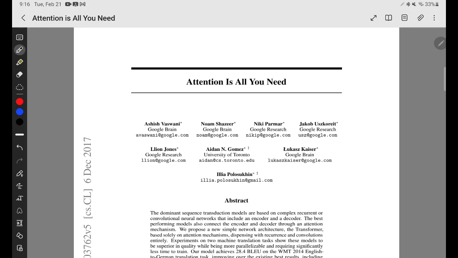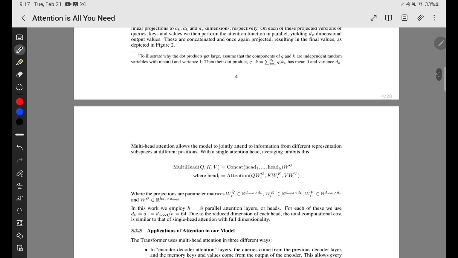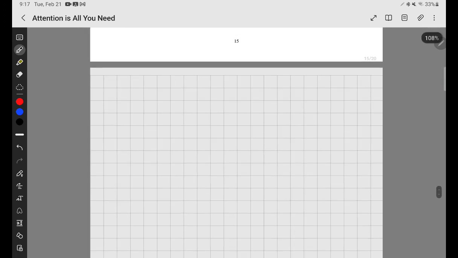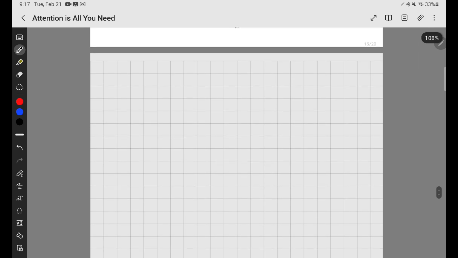Okay, I'm going to go over the paper "Attention Is All You Need". It's a very fundamental paper, so this will probably be a long video. So let's just start with the basic old multi-layer perceptron.